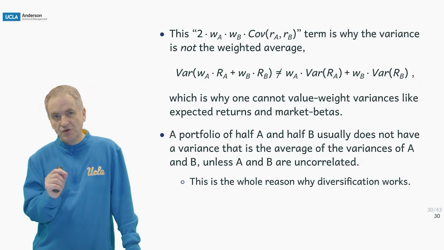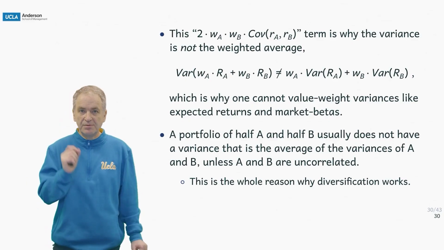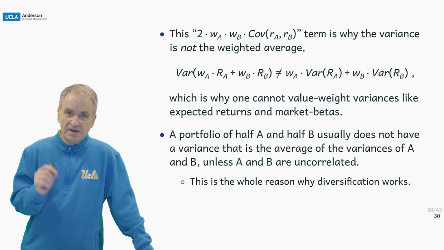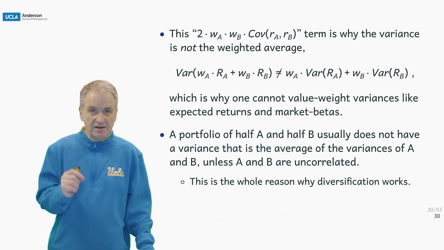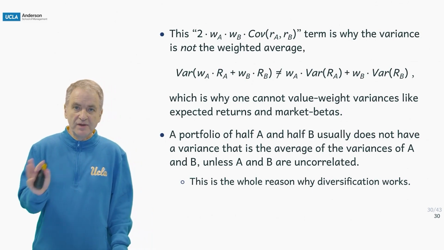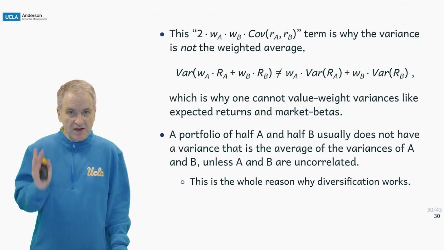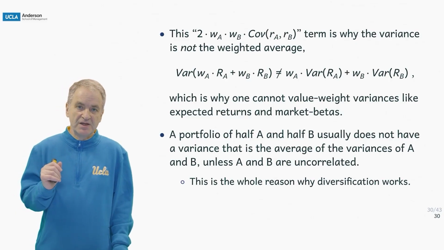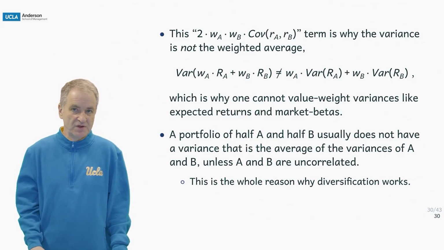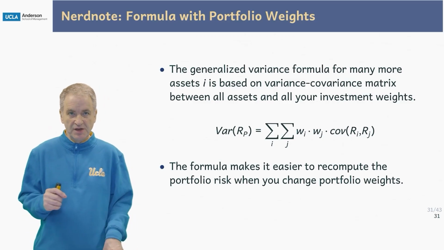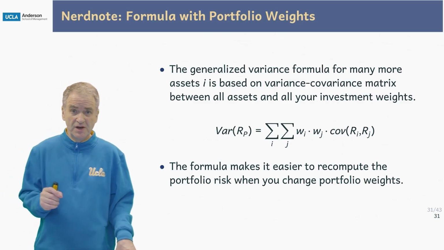This last term, 2 WA WB times the covariance between the two of them, is why the variance is not the weighted average. This is where all this diversification and other stuff comes from. This is why you cannot value weight the same way that you can do with beta and expected rates of returns. There's also a generalized variance formula if you're a real nerd and you want to figure this one out.